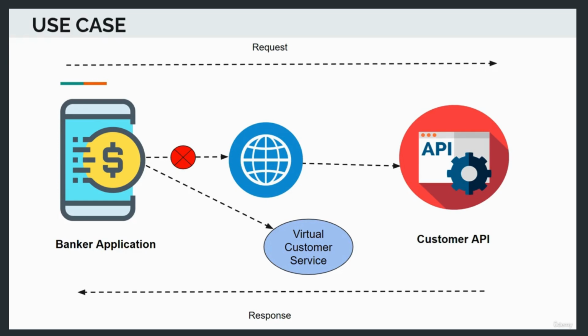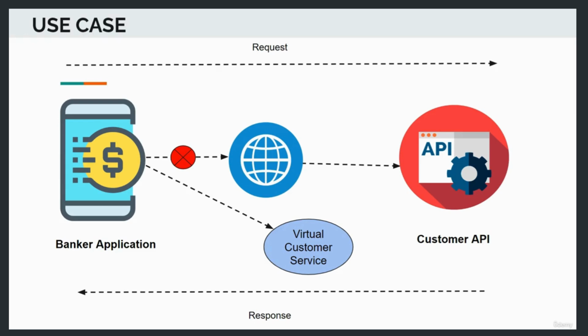The request will flow through the banker application to the vendor API, that is the customer API, and the customer API will in turn send back the response. Here we will virtualize the whole customer API. One thing to note is that in case of virtual service, most often the whole API is virtualized, right?